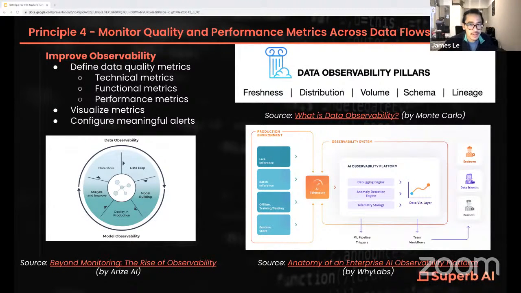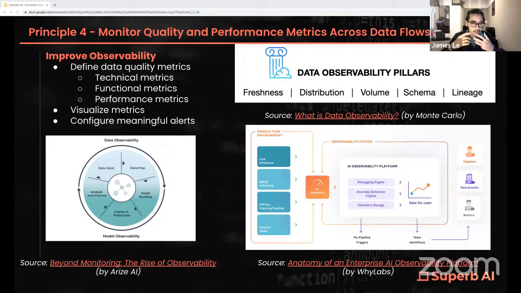The fourth principle is to monitor quality and performance metrics across the data flows. In practice, the first step is to define data quality metrics, which can be broken down into technical metrics, functional metrics, and performance metrics. The second step is to visualize your metrics to appropriate data stakeholders so that they can take meaningful actions using meaningful alerts.